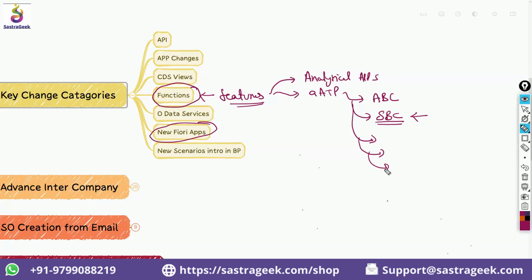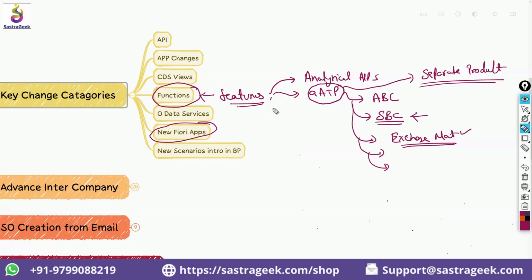They have given us capabilities to exchange materials, to replace one material with another material based on the availability. So all these things have come up as new functions which SAP has given, and there are so many new functions. So AATP has been added. They have added embedded EWM.